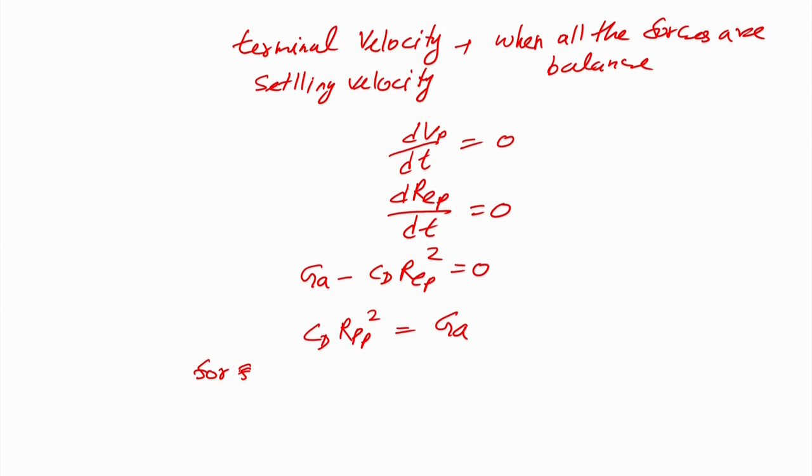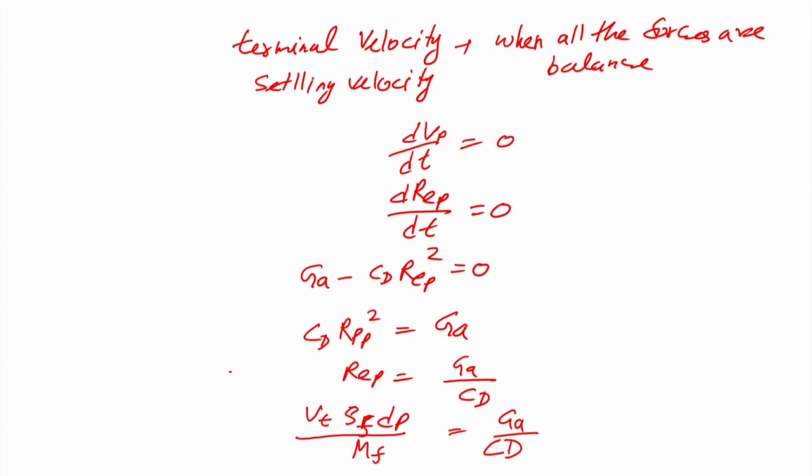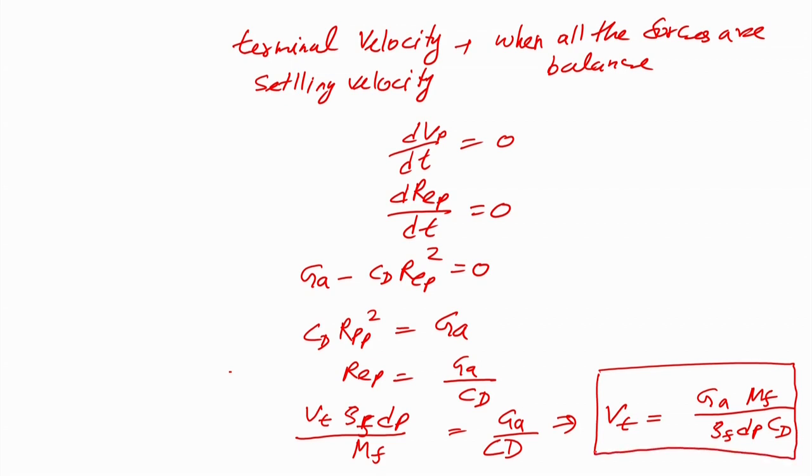Before going to the Stokes regime, I will write the normal equation. So, Rep is gA upon Cd, and if you write Rep in terms of the velocity of the particle, it is v of terminal into rho of fluid into d of particle upon mu of fluid, which will be equal to gA upon Cd. So, you can write vt as gA into mu f upon rho f into dp upon Cd. That will be the terminal velocity of the particle, in the general case.